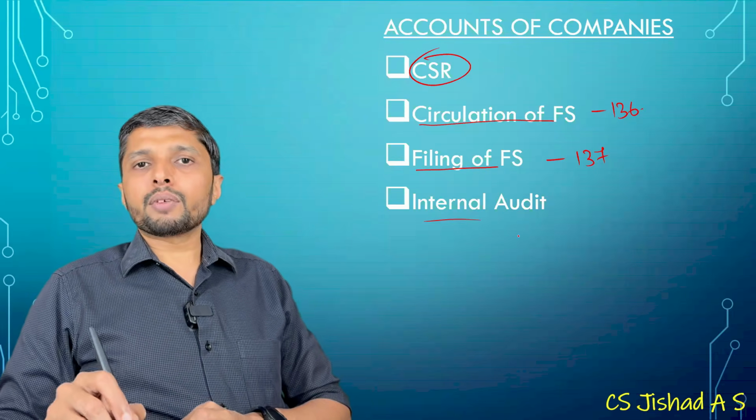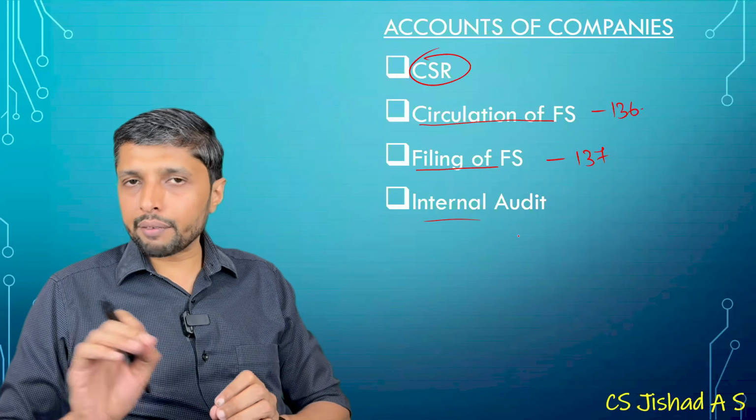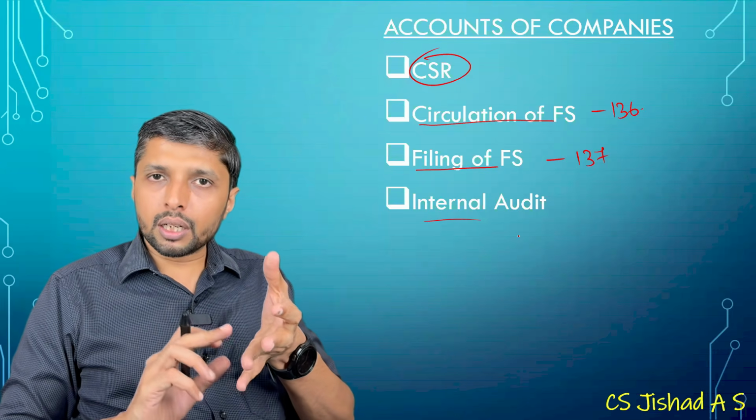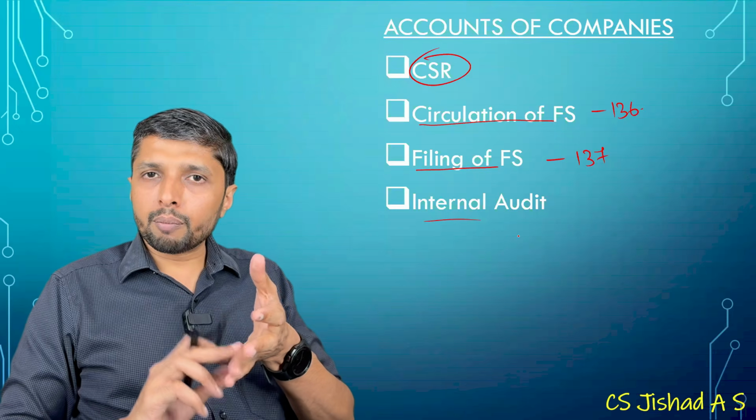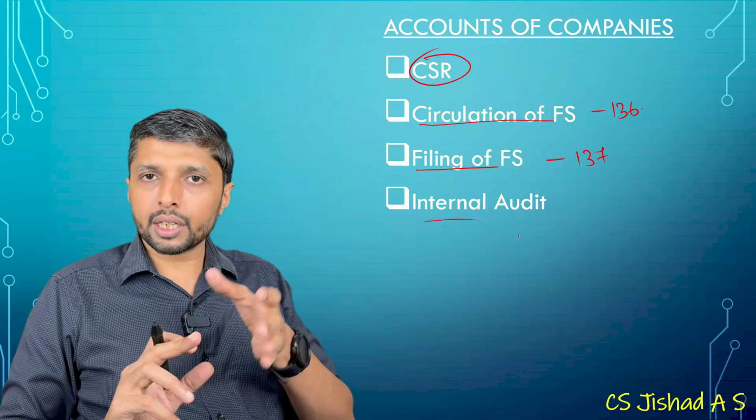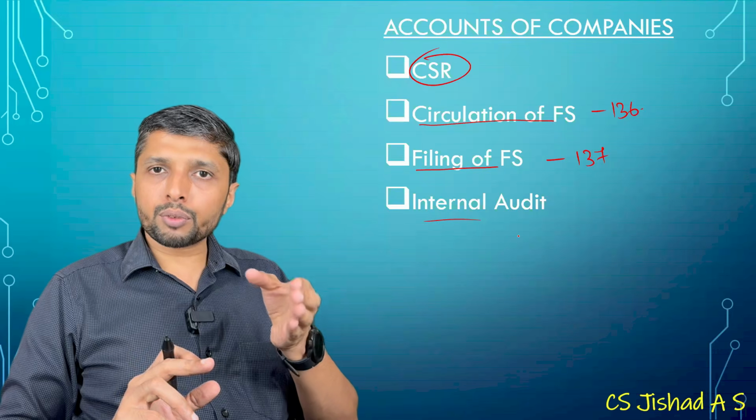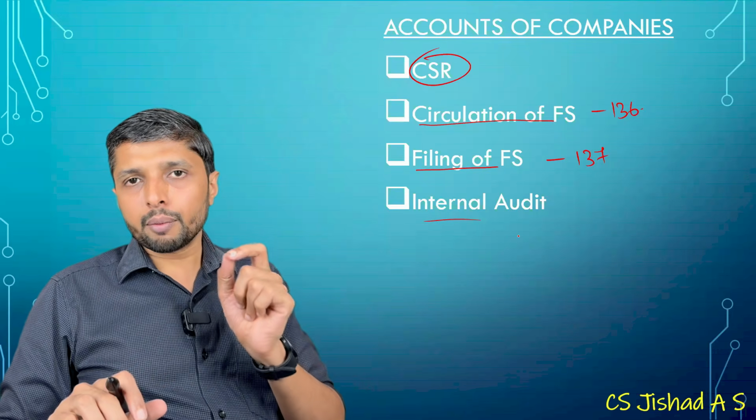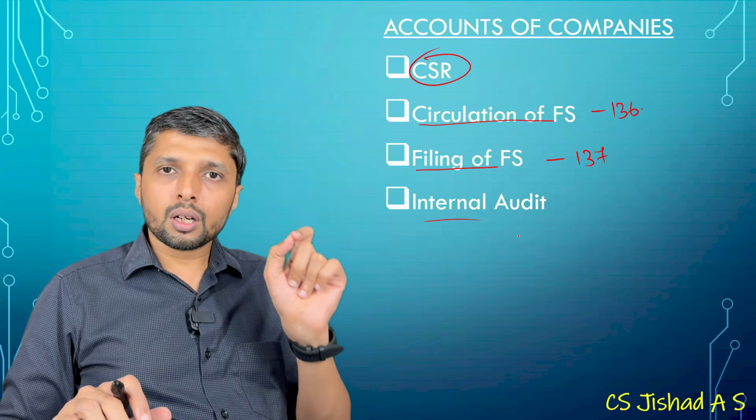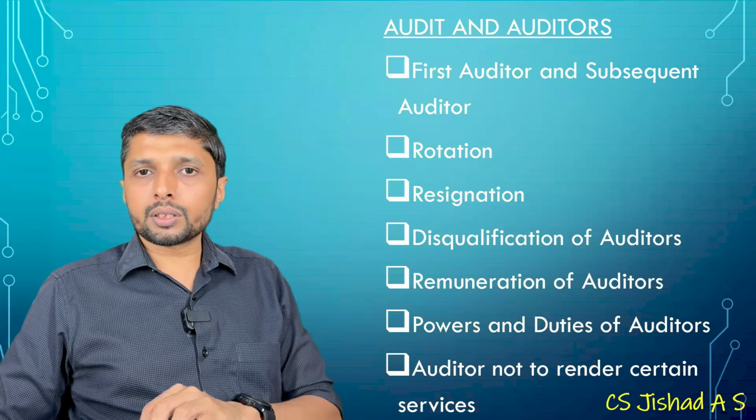Then internal audit will be applicable to a listed company, prescribed unlisted public company, and private company. Prescribed means turnover of 200 crore or above, or outstanding loan or borrowing from bank or PFI in excess of 100 crore at any point of time during the preceding financial year, or paid up capital of 50 crore or above, or outstanding deposits of 25 crore or above at any point of time. With respect to a private company, turnover of 200 crore or above, or outstanding loan or borrowing from bank or PFI in excess of 100 crore at any point of time during the preceding financial year.